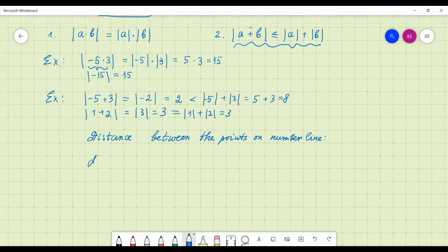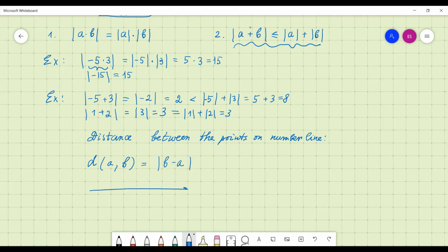Okay, so I'm going to write down the distance between points A and B equals the absolute value of A minus B. Or you can do B minus A, it does not really matter. Well, I think the book actually uses B minus A. I'm going to write down B minus A, but absolute value does not really care whether you have B minus A or A minus B.